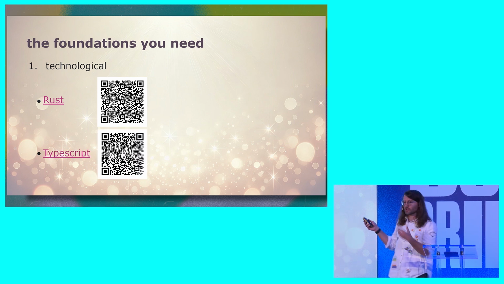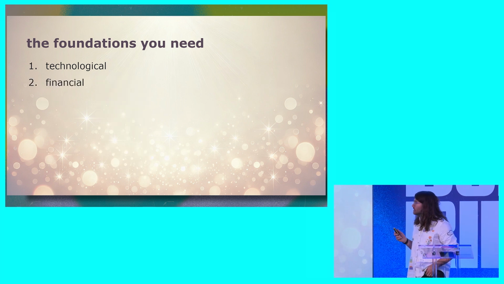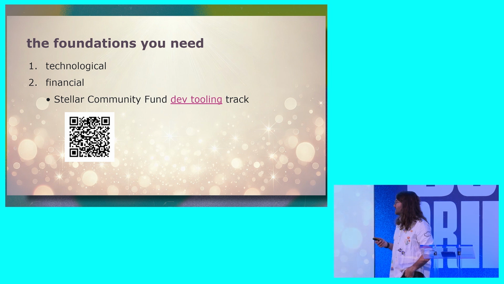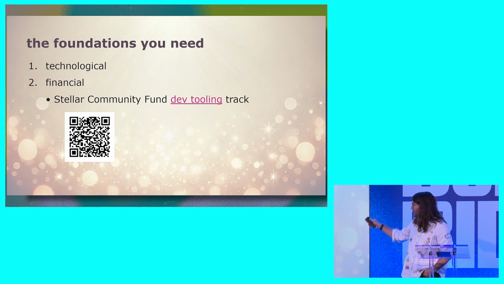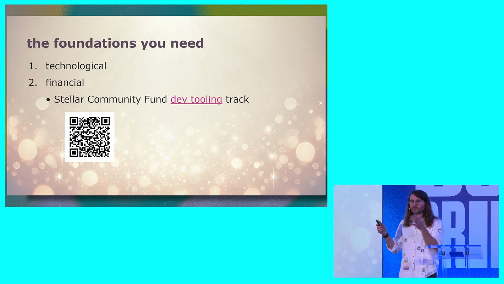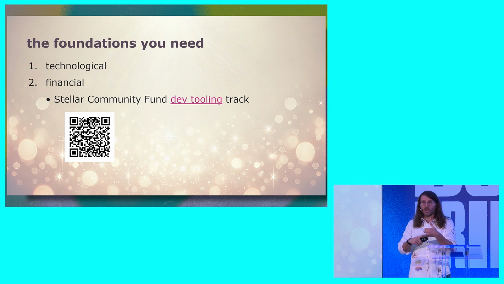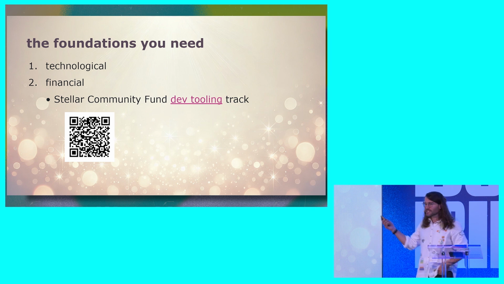If you want to see how the TypeScript bindings parse the contract spec, not the CLI, parse the contract spec and give you all of that type ahead information, you can go to that one. You also have the financial foundations that you need. The Stellar Community Fund actually has a dev tooling track. So scan that, get more information. If you want to build dev tooling, if you've got ideas for other, right, not just the CLI and JavaScript, but if you want to do other stuff with these bindings or other stuff with the contract spec or other dev tooling in general, plugins for the CLI or whatever, go make it happen.